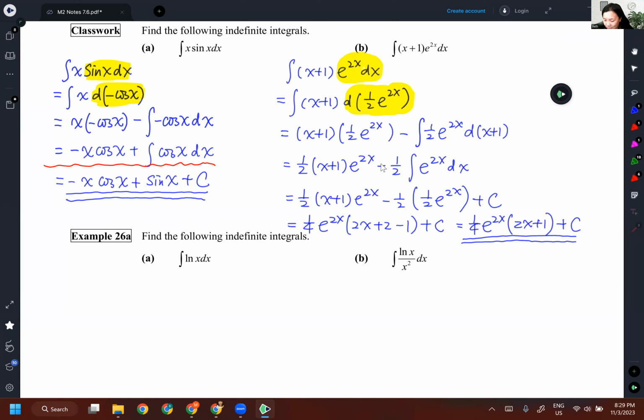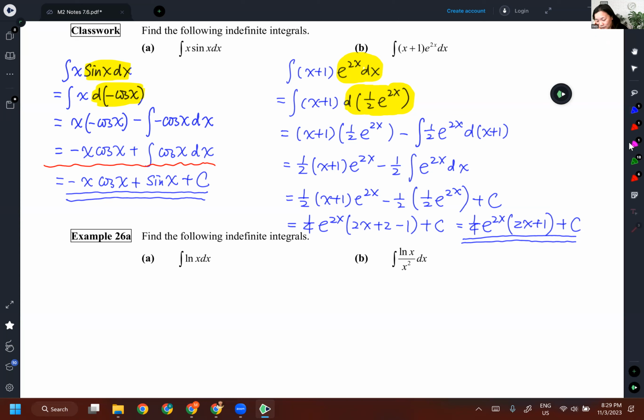Sorry, Ms. Chen, I have a question regarding the first part. Do we have to add 2 in front of x in order to integrate e to the power of 2x? Part A. Do you mind if I draw it on the screen? Part A. Part B. Say again.